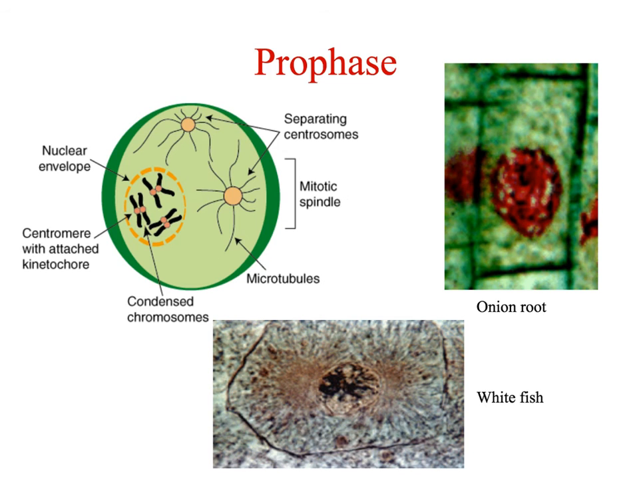After prophase, you also see different structures. Red things are the chromosomes of onion root, and in the animal cell, whitefish, you see the chromosomes.